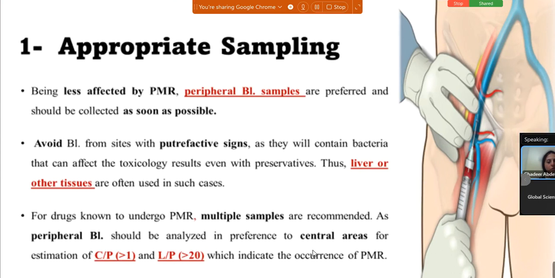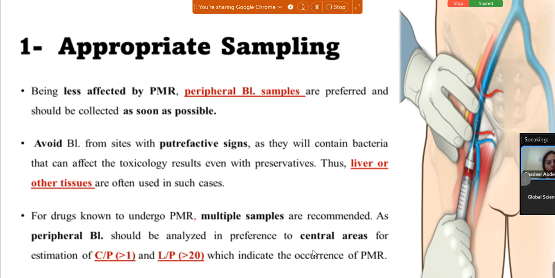Peripheral blood samples are preferred, being less affected by the postmortem redistribution, and should be collected as soon as possible. And we should avoid blood from sites with putrefactive signs such as marbling of vessels or gas formation, as they will contain bacteria that can affect the toxicology results even with preservatives. Therefore, liver or other tissues are often used in such cases of putrefaction.